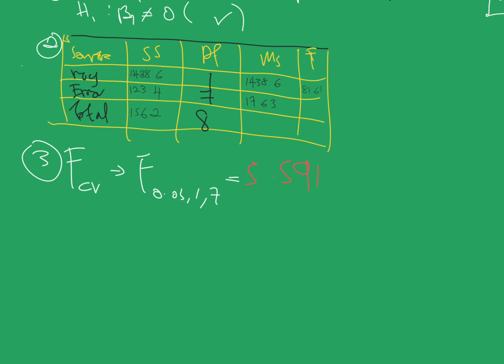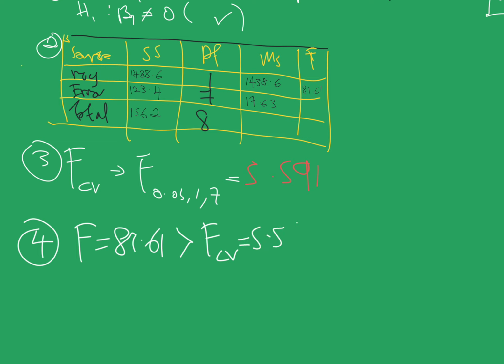Our F is equal to 81.61, which is more than the FCV of 5.591. When it is more than, we say reject H null.